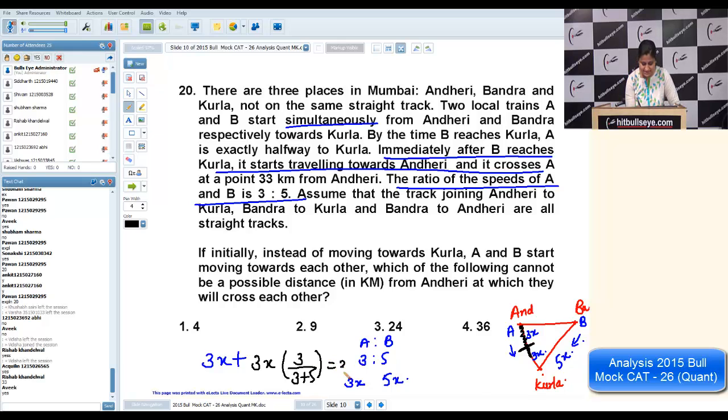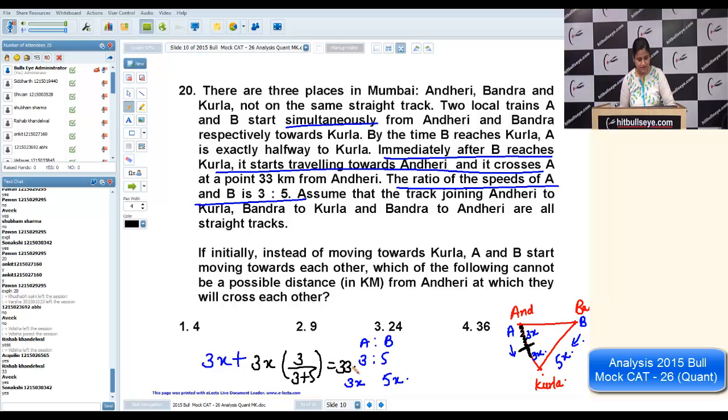Now this is given as 33. Now you can solve this equation. X comes out to be 8, I think. So all the distances are known now. Is it okay, guys? So this distance will become 40 and this distance will become 48, the complete distance.